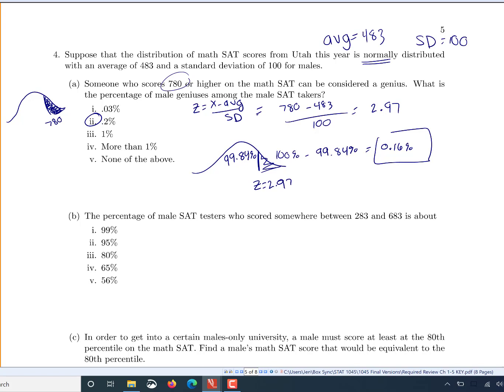Okay. The percentage of male SAT takers who score between 283 and 683 is about what? Okay, so I draw a picture. Here's my 283. Here's my 683. I want to find the area in the middle. Okay. Well, I have to standardize, but I have two numbers, so we'll standardize them both. So Z1 is going to be equal to X minus average over standard deviation. It doesn't matter which number you do first. Let's do 283. Minus an average of 483 over a standard deviation of 100 equals -2.